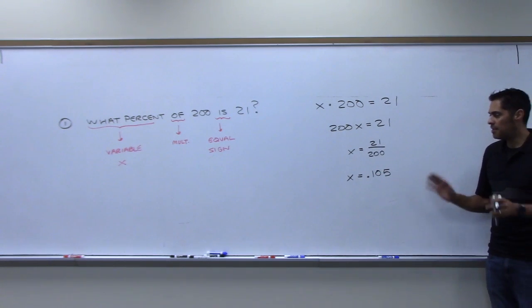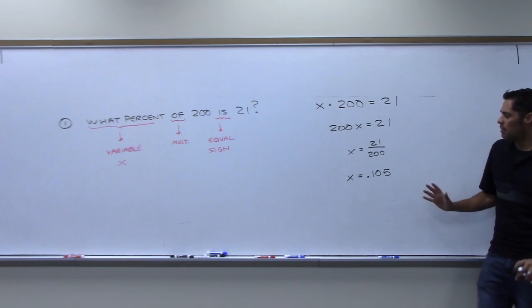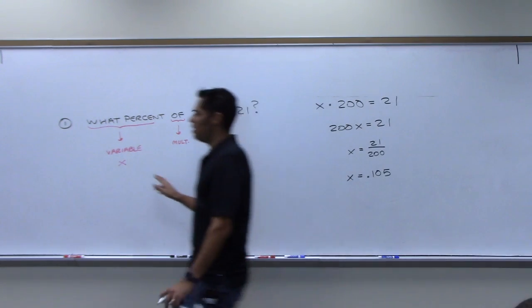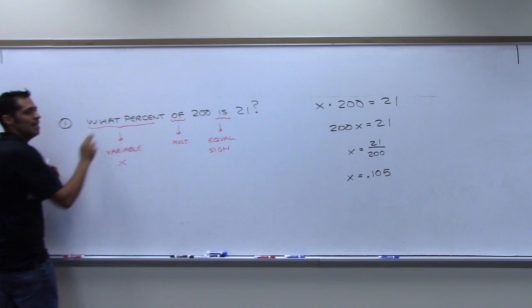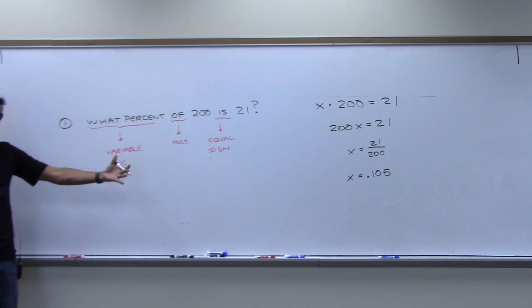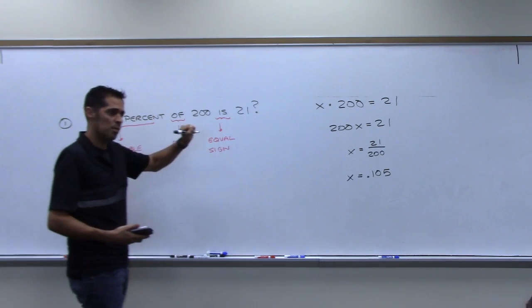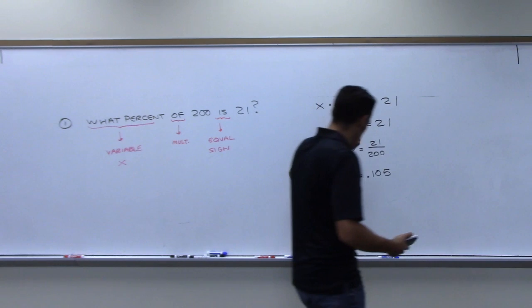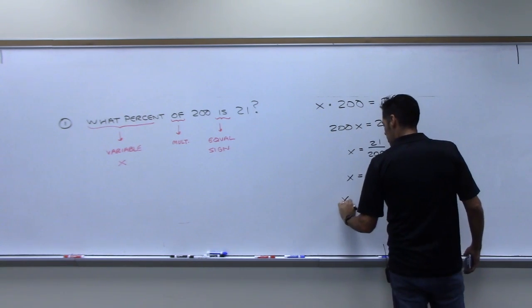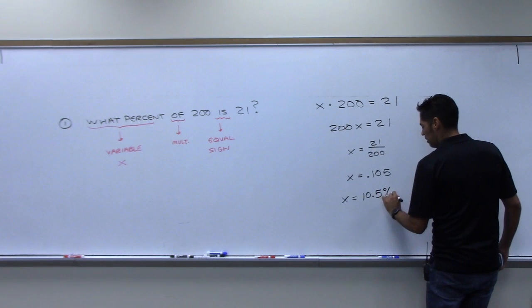Now, we have to just go back and think, is this our answer? Are we done? No, we're not, because what they wanted to know was what percent, right? Our answer needs to be a percent. Right now, it's a decimal. To convert a decimal over to percentage, we take the decimal point and move it 2 places to the right. So this will be 10.5%.